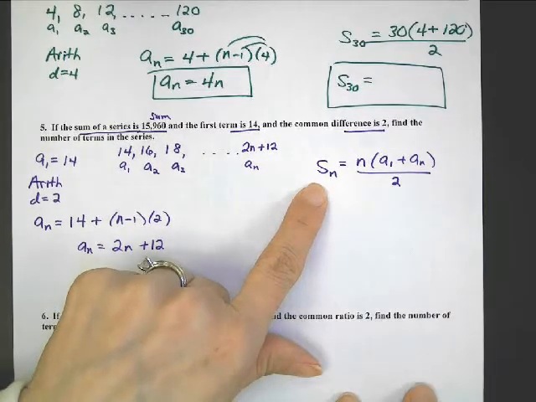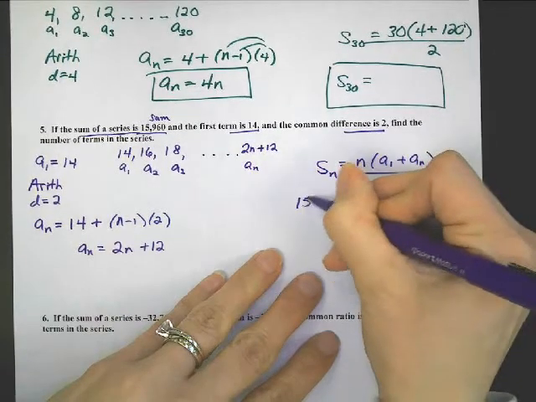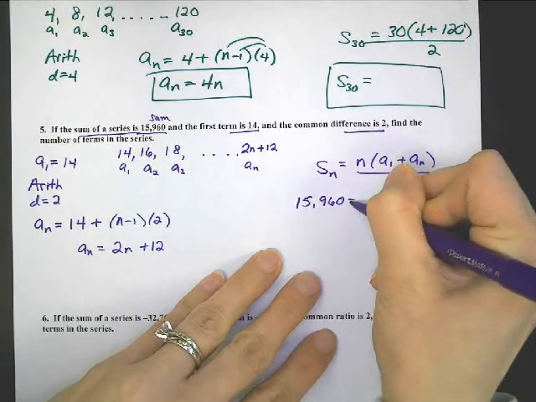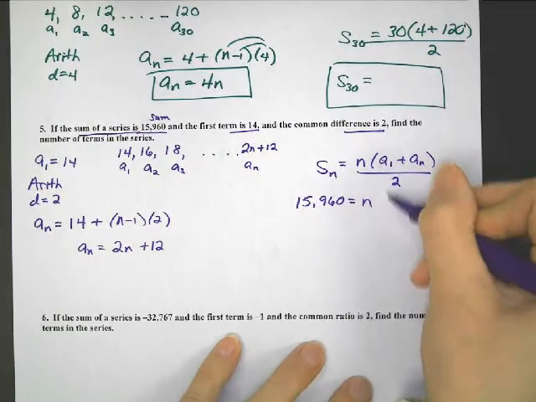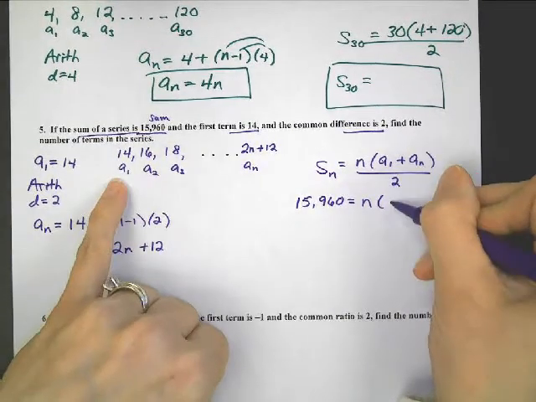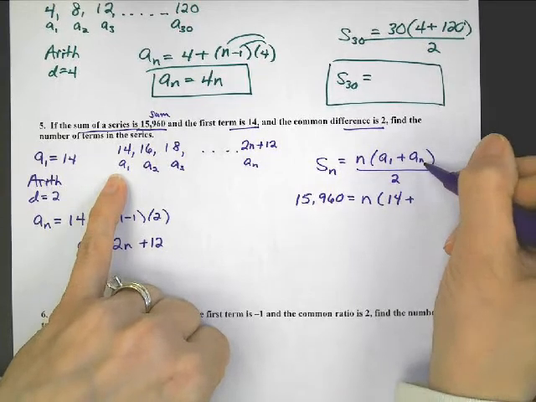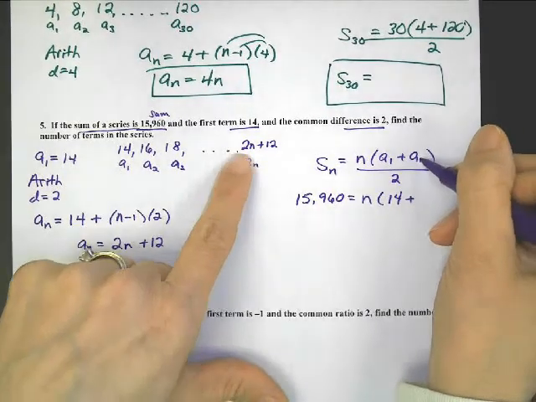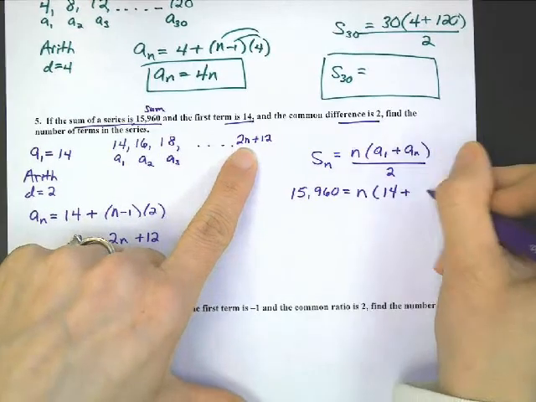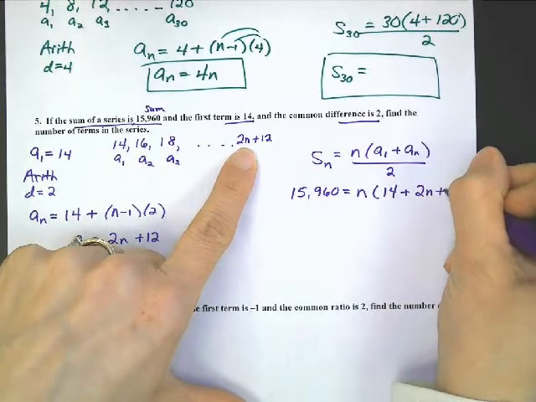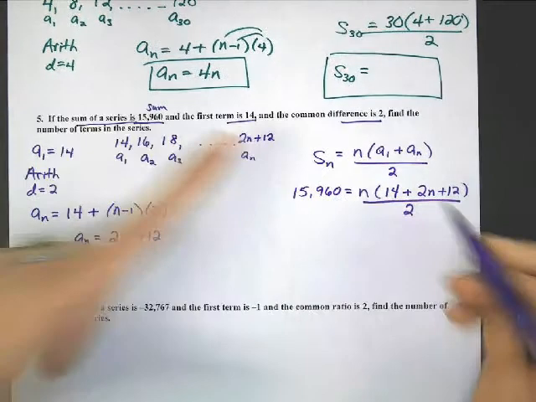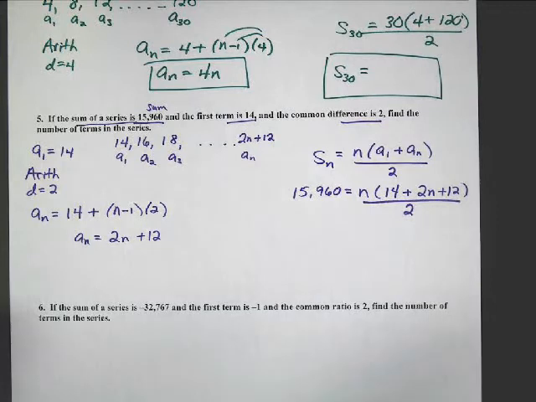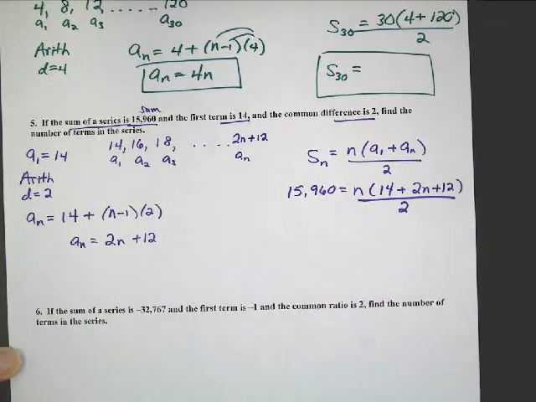Do you know s sub n? Yes, it's 15,960. Do we know n? Nope, I don't know n, so that's a variable. Do we know a sub 1? Yes, 14. Do we know a sub n? Not really. I have a formula for it, so that's what I'll plug in for a sub n. If you don't have a number, you might have to plug in letters, all over 2. Great, we only have one variable, and we will be able to solve for this. So let's go ahead and multiply both sides by 2.